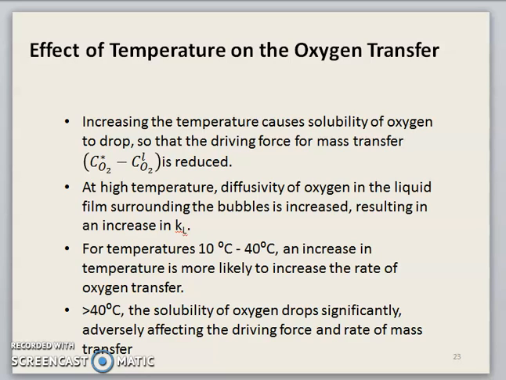At high temperature, the diffusivity of oxygen in the liquid film surrounding the bubbles is increased, resulting in an increase of KL. For temperatures of 10 degrees C to 40 degrees C, an increase in temperature is more likely to increase the rate of oxygen transfer. For temperatures larger than 40 degrees C, the solubility of oxygen drops significantly, adversely affecting the driving force and rate of mass transfer.